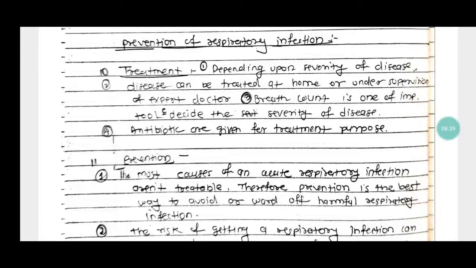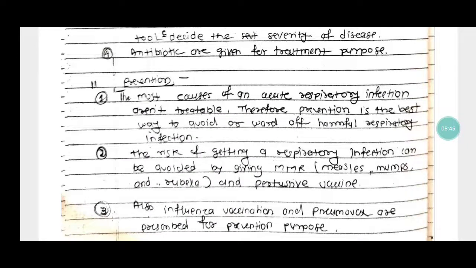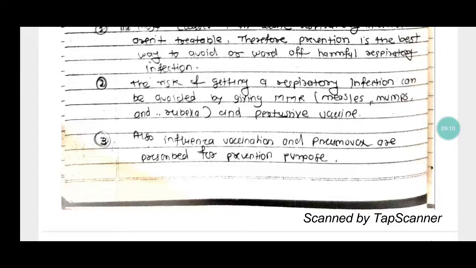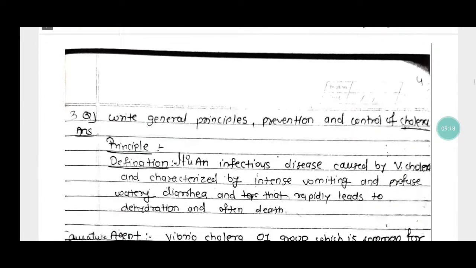And lastly, antibiotics are given for treatment purposes. Most causes of acute respiratory infection aren't treatable, therefore prevention is the best way to avoid harmful respiratory infections. The risk of getting a respiratory infection can be reduced by giving MMR, measles, mumps and rubella, and other preventive vaccines. The influenza and pneumonia vaccinations are also prescribed for prevention.